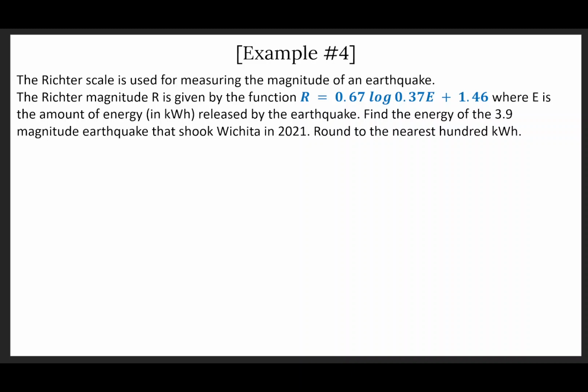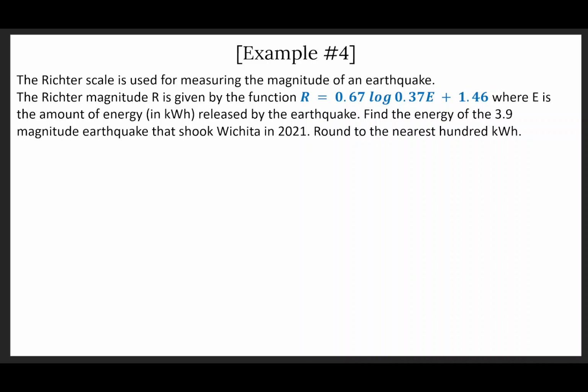The Richter scale is used for measuring the magnitude of an earthquake. The Richter magnitude R is given by this scary looking function right there, where E is the amount of energy in kilowatt hours released by the earthquake. Find the energy of the 3.9 magnitude earthquake that shook Wichita in 2021. Round to the nearest 100 kilowatt hours.